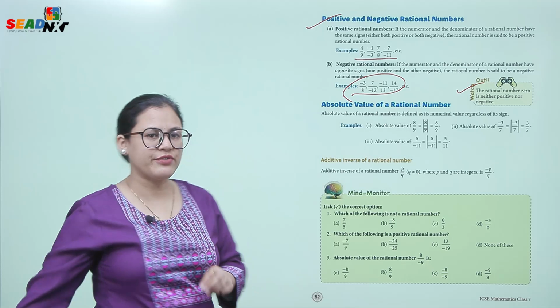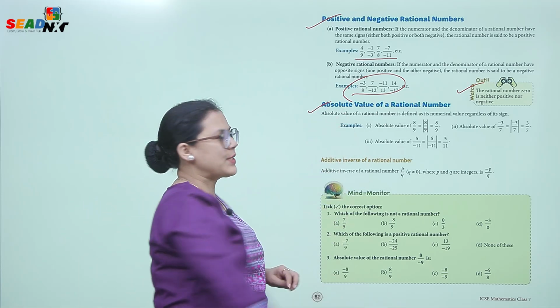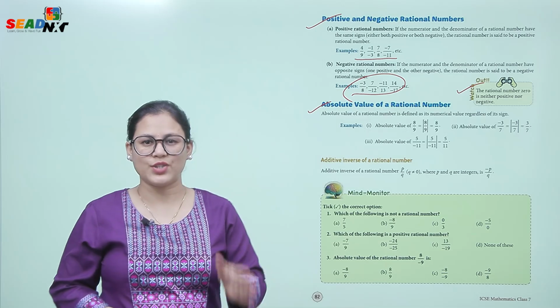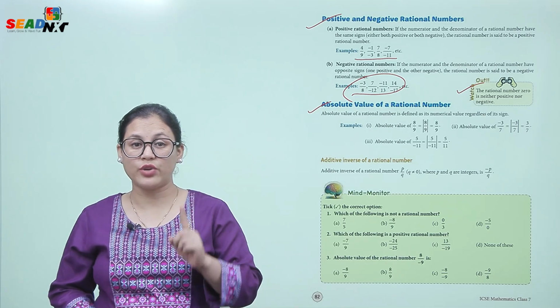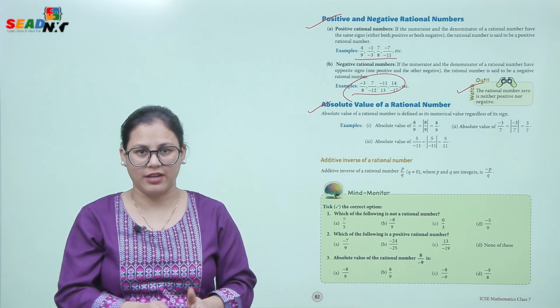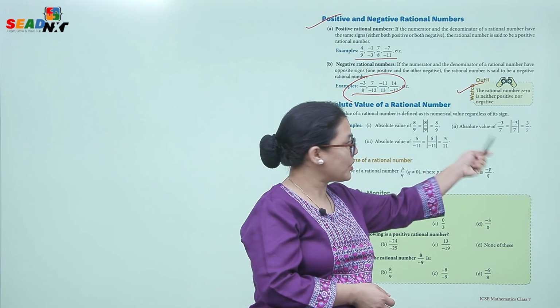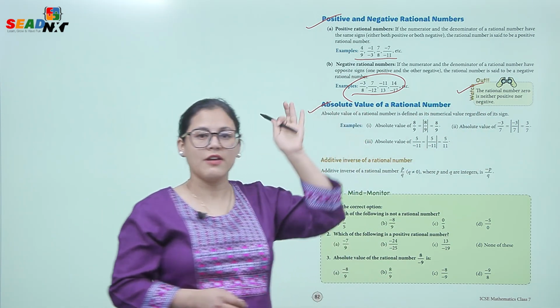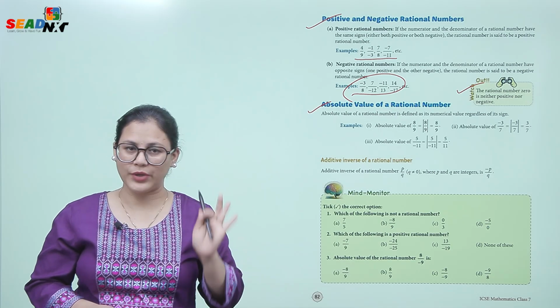Okay. Now, absolute value of a rational number. Absolute value of a rational number is defined as its numerical value regardless of its sign. For example, absolute value of 8 by 9 is 8 by 9. Absolute value of minus 7, 3 by 7 is 3 by 7, and absolute value of 5 by minus 11 is 5 by 11. Okay.